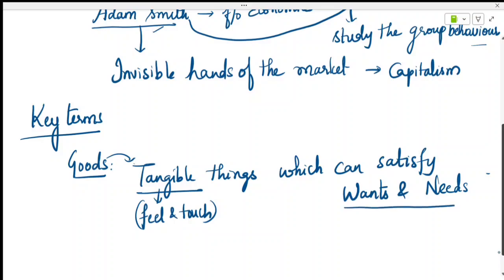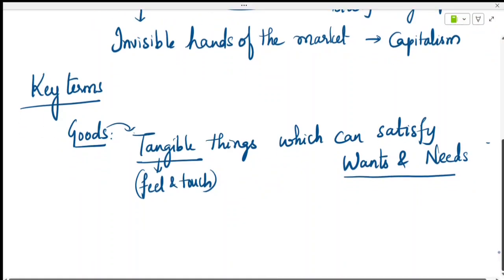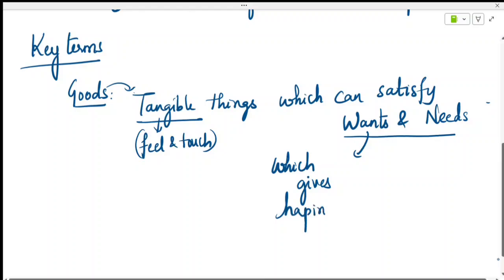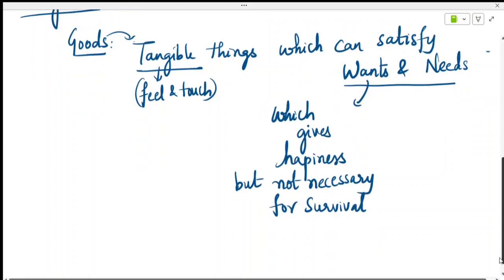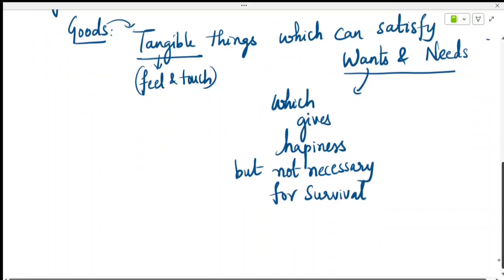There are something called wants and needs, and there is a big difference between them. Wants are the things which give happiness but are not necessary for survival. I told my father that I want a laptop. Then he told me that it is not necessary, you can write in a book or study from books. So wants are something which give us happiness, but they are not necessary for survival.